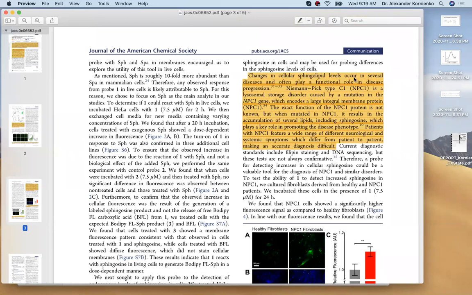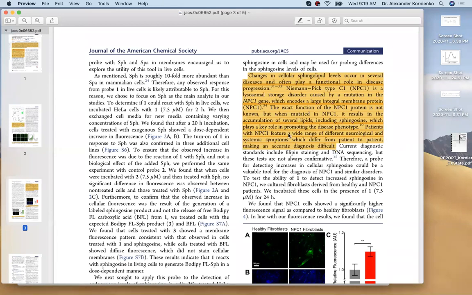Changes in cellular sphingolipid levels occur in several diseases and play a functional role in disease progression. So we talked about this: Niemann-Pick type C1 is a lysosomal storage disorder caused by a mutation in the NPC1 gene. This NPC1 gene encodes a large integral membrane protein. Integral membrane proteins are the subject of our next chapter, so if you don't know what that means right now, you will know later today or on Friday. The exact function of this protein is not known, but when it is mutated, it results in accumulation of several lipids, including sphingosine, and it plays a key role in promoting the disease phenotype.